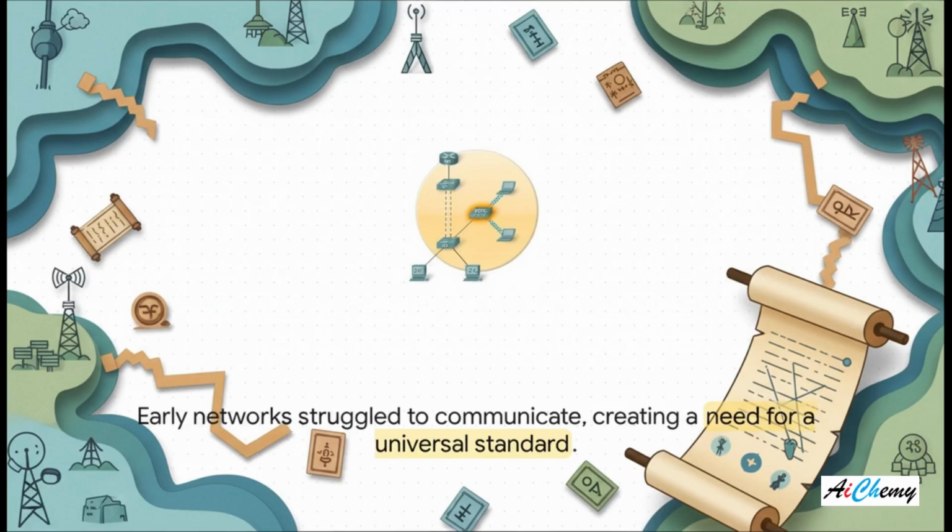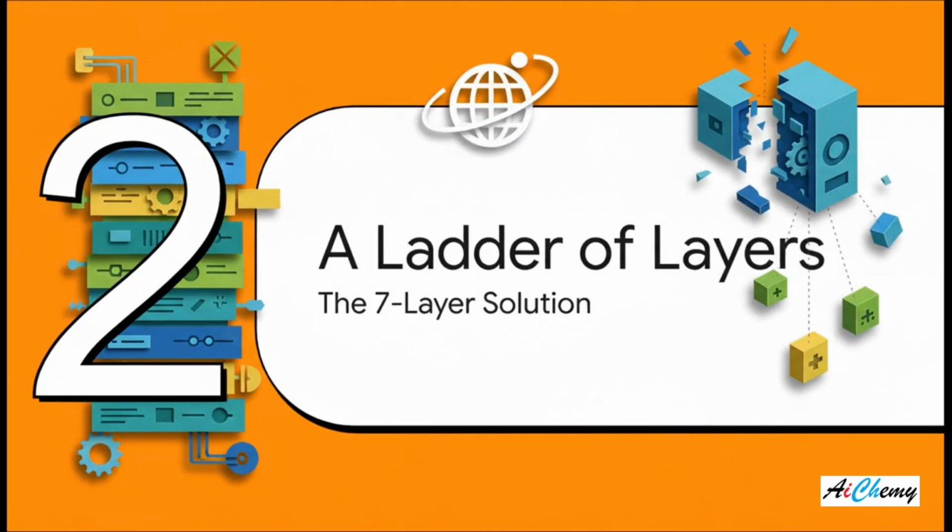In the early days, networks were like these little isolated islands. Each one had its own special, proprietary language. They couldn't talk to each other. So to build bridges between these islands, engineers needed a universal standard, a common framework, kind of like a Rosetta Stone, but for computers, something to tame the chaos and make global communication even possible. And the solution they came up with was, well, it was brilliant. Instead of trying to create one giant, super complex protocol to solve everything at once, the idea was to break the problem down. Let's chop this huge task of network communication into 7 smaller, much more manageable layers.